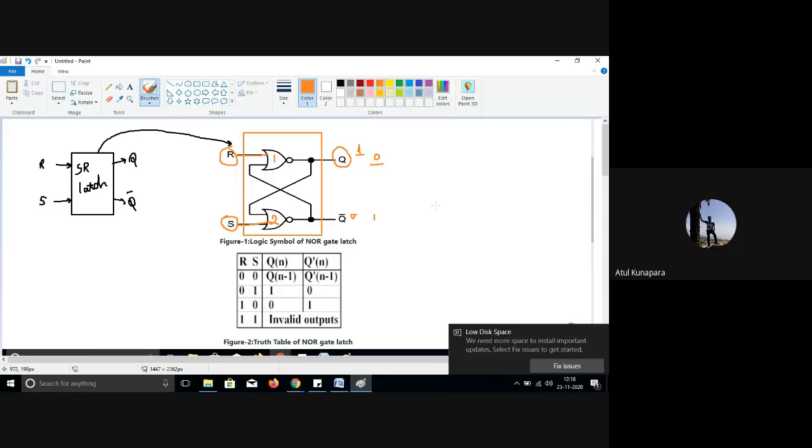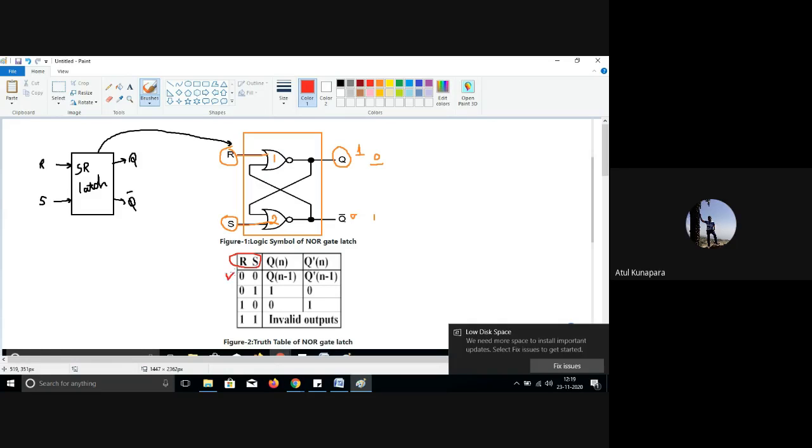If you want to make your Q logic 1, then your input S should be logic 1 and R should be 0. If you want to make your Q logic 0, then your R should be logic 1 and S should be 0. When R and S are both 0, the value of Q does not change. So here you can see the table just below this circuit, having two inputs, R and S, that is the reset input and set input.